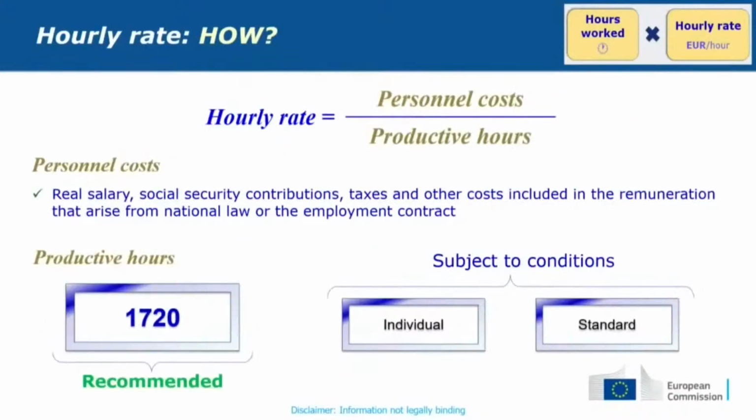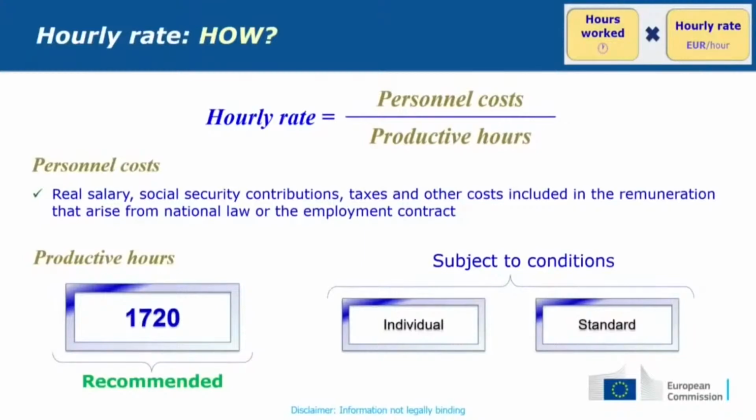What you can put in the personnel cost, as you're looking at on the slide, is the real salary of the person, the social security contributions, taxes, and other costs that are included in the remuneration of the person that arise from national law or the employment contract. Okay? Be very careful about things like gifts or bonuses that are given not based on objective conditions, premiums. That might be delicate and in many cases might not be eligible. So keep in mind that these are the elements you can put within the calculation of the hourly rate in the personnel cost.